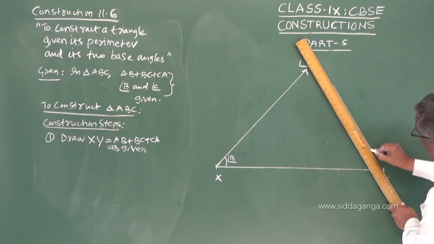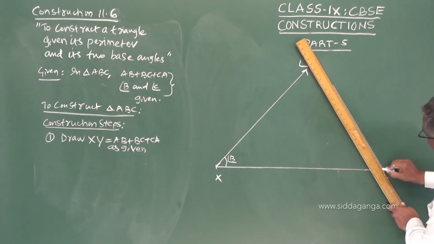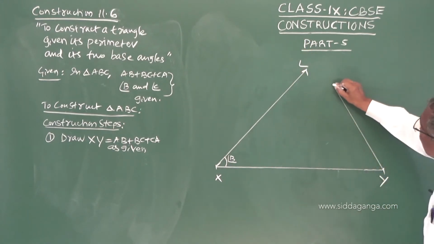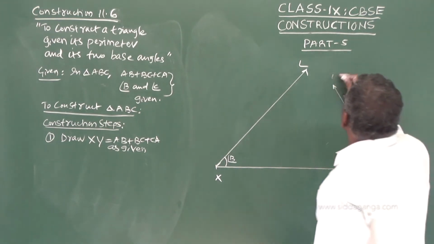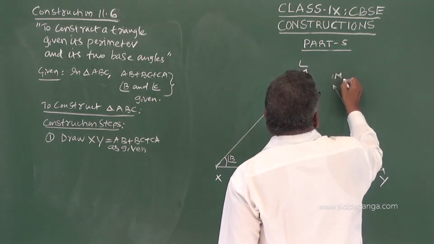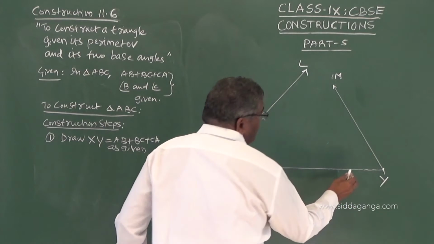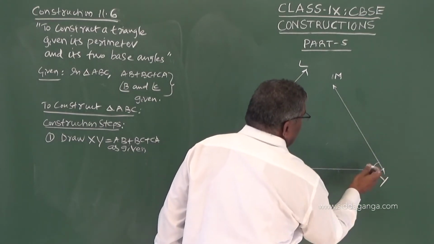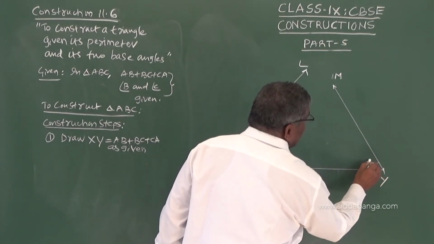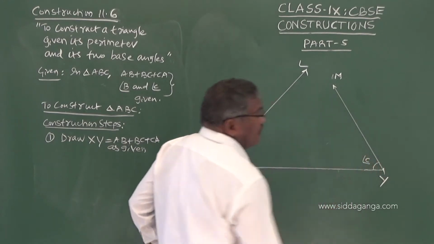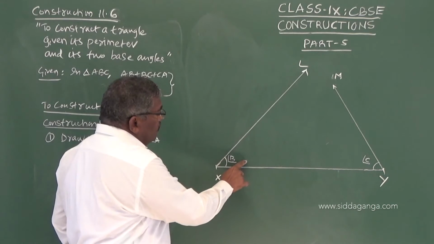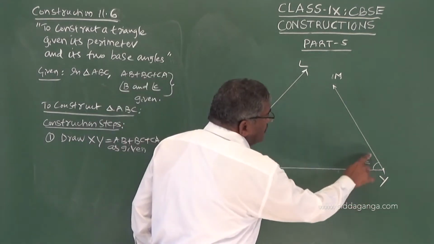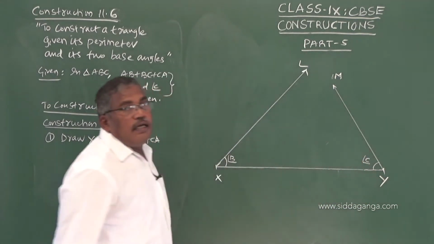So you know how to construct the given angle; you have to use that procedure. You call this as M, and this angle is equal to angle C. Remember that. So at X we are constructing an angle equal to angle B. At Y we construct an angle equal to angle C.